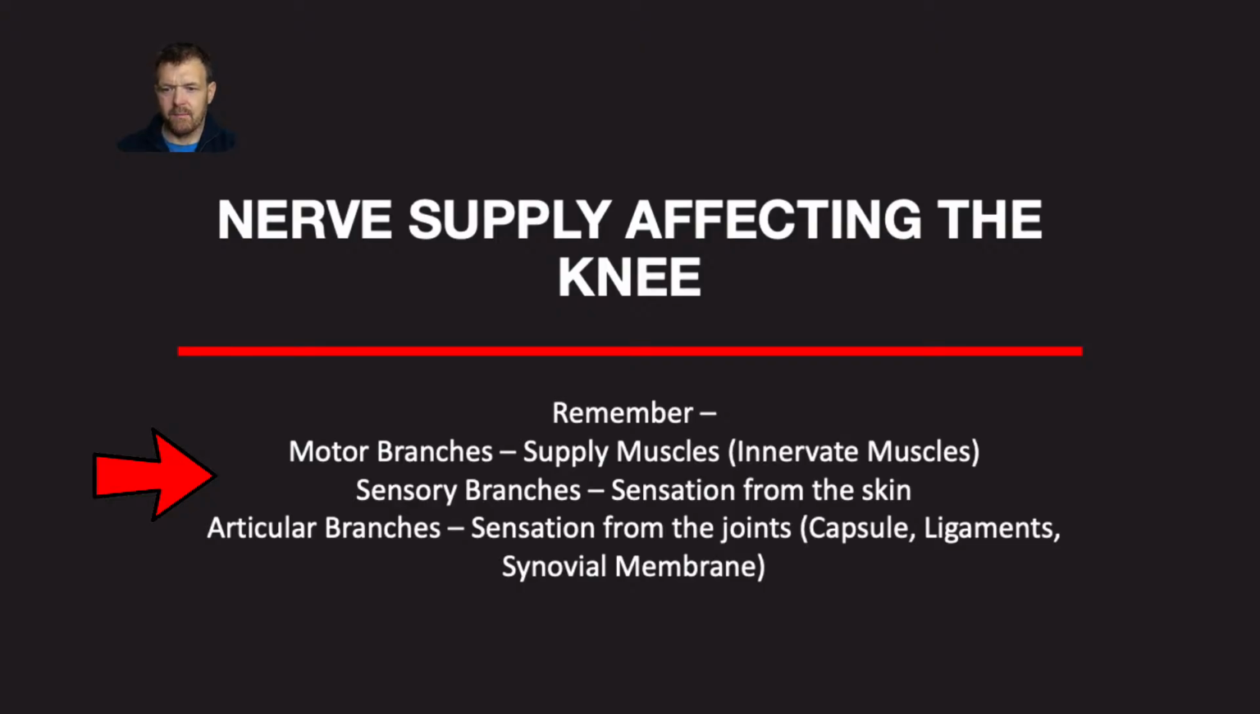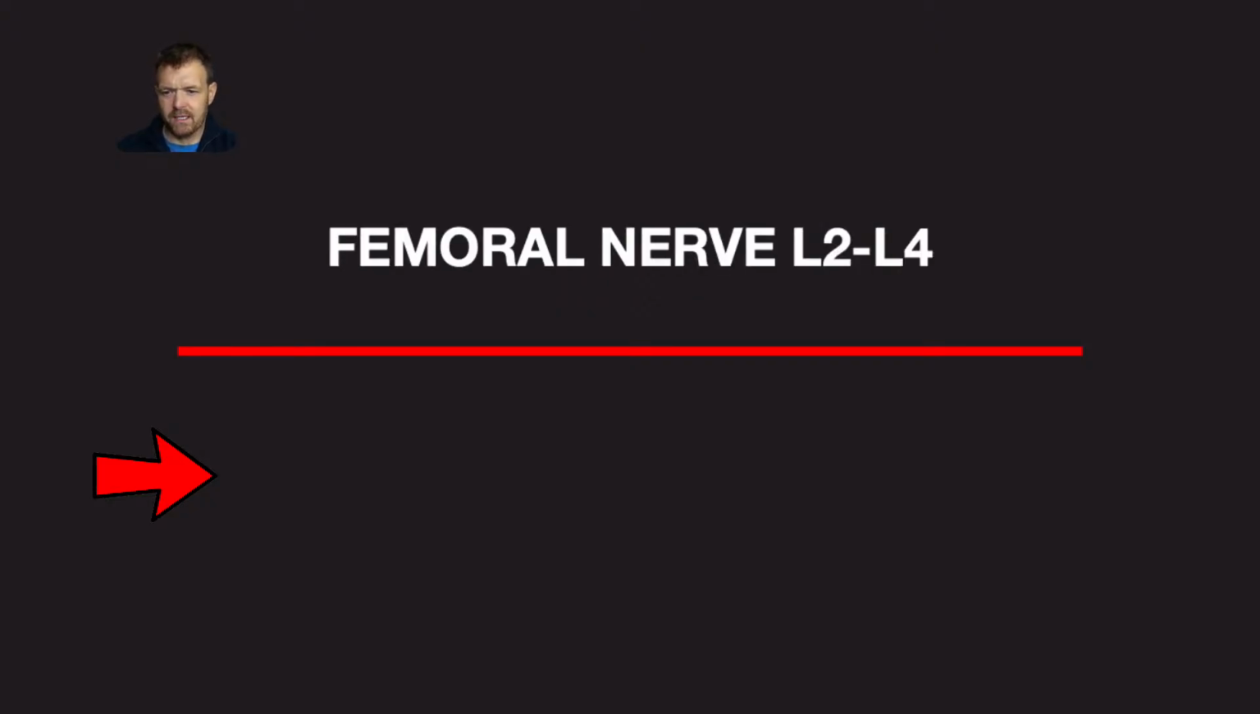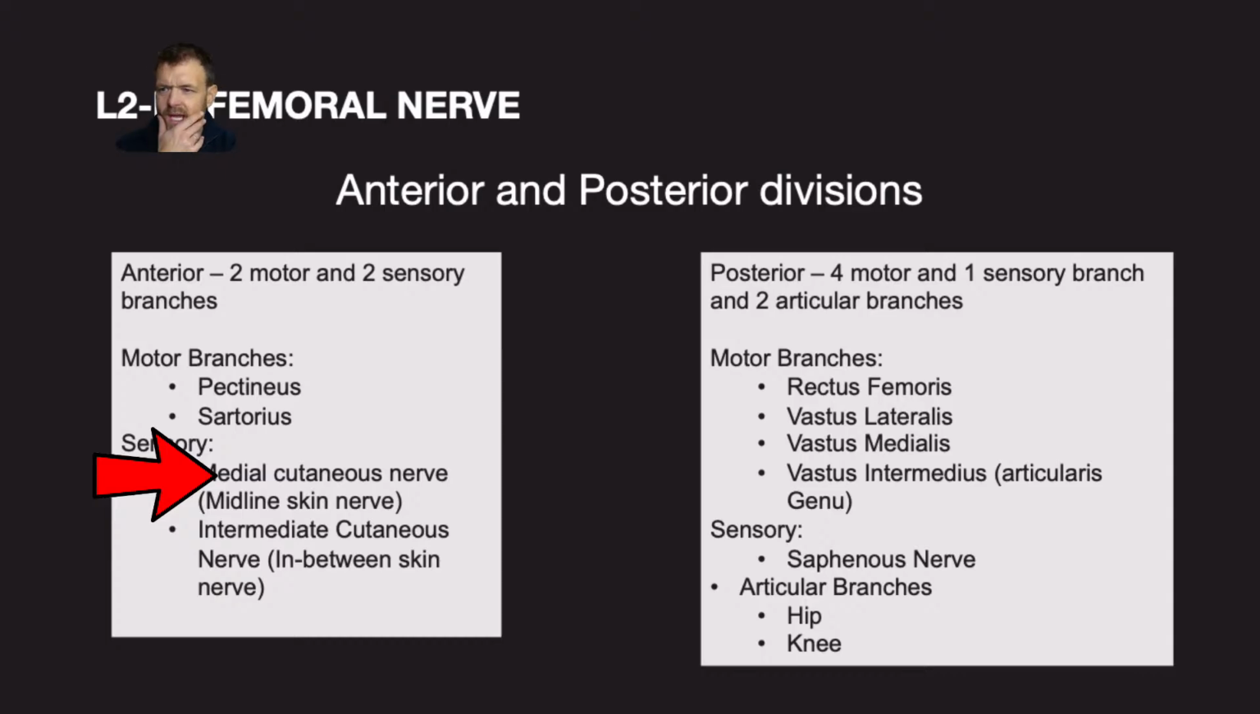And then we had a look at those. So we had a look at the femoral nerve initially, and the different branches. I'm skimming through this because we did it last week. So motor branches, sensory branches, and the femoral nerve was split into two divisions. So we had an anterior and posterior division, and each division supplied different muscles. So we've got pectineus and sartorius with the anterior, so the motor supply.